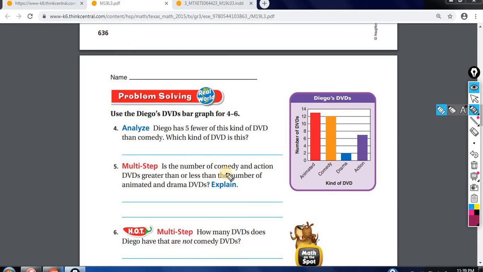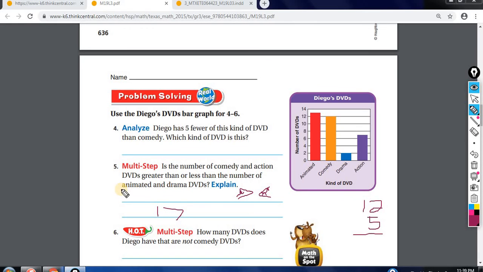Multi-step. Is the number of comedy and action DVDs greater than or less than? Okay, remember, the alligator always eats the larger number. So the number of comedy and action DVDs, comedy would be what? 12. And action is 5. So that would be 17.